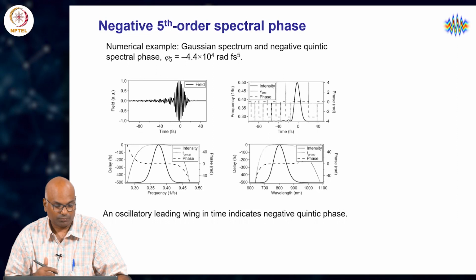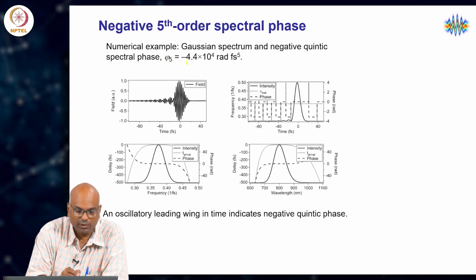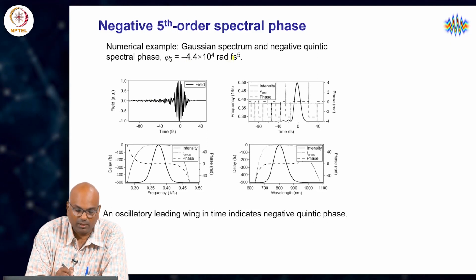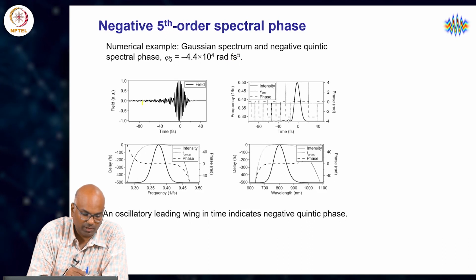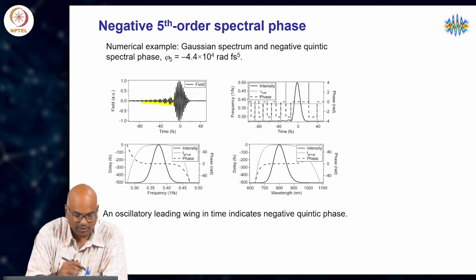which could carry a linear chirp and so on. So, identically for phi 5 of minus 44,000 radians, again note radians times femtosecond to the power 5, you have satellites on the leading edge.